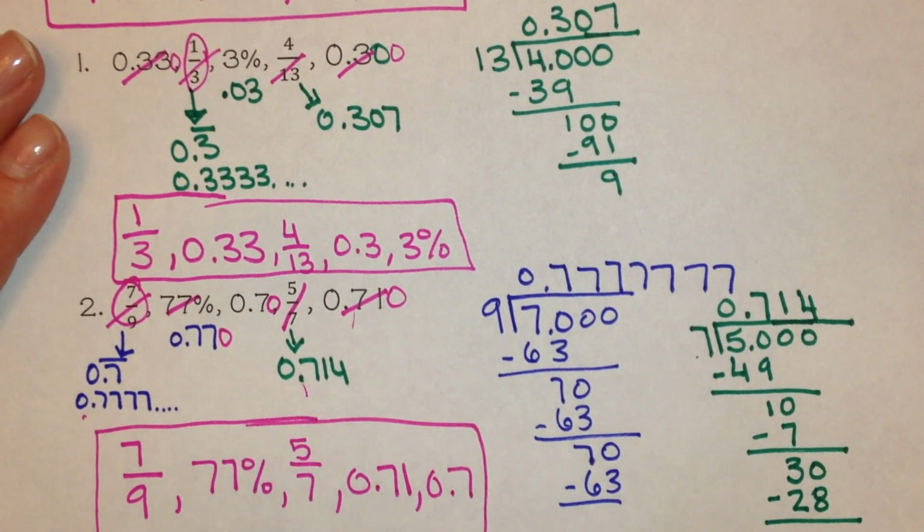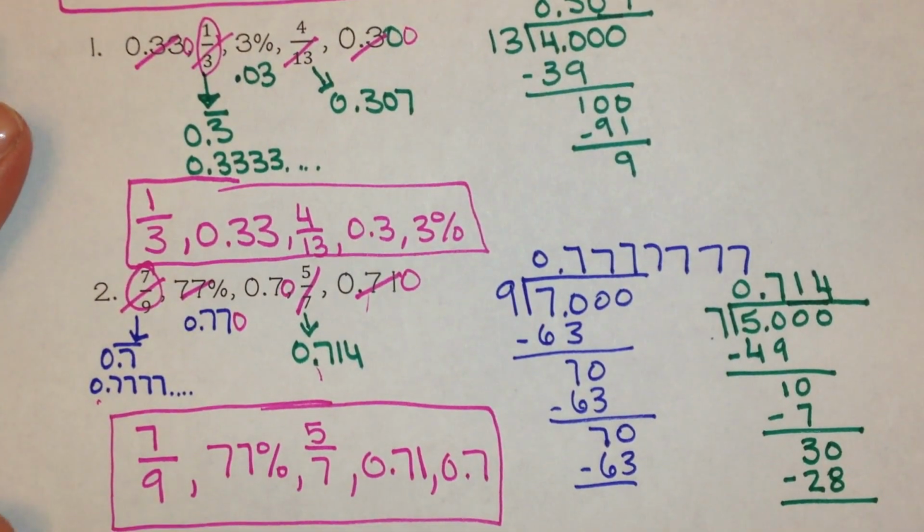All right. Hopefully you were able to get those last two correct, and hopefully you now can order rational numbers, converting everything to a decimal.